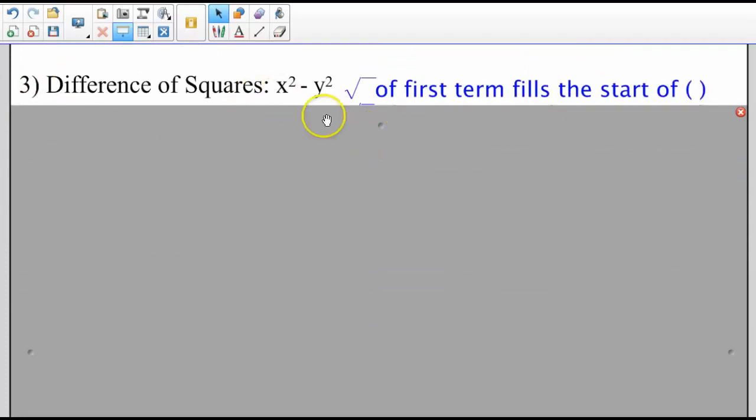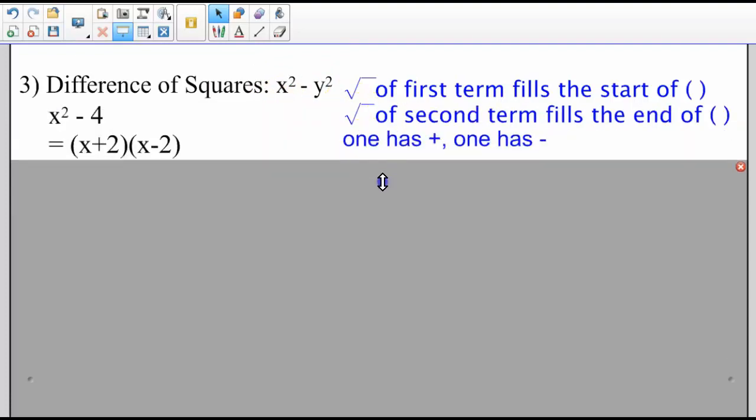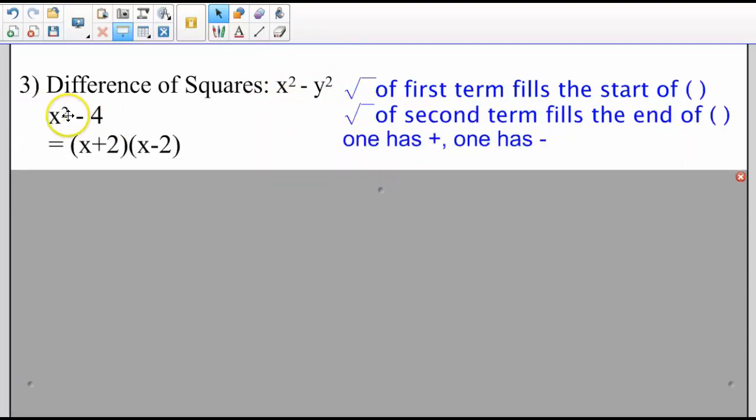Next common form that we see, difference of squares. That is, there's a squared value minus a squared value. Difference, of course, means subtraction. Squares means two things that are squares. And essentially, again, pretty simple. I went with a very simple example, x squared minus 4. What starts our brackets is the square root of the first term. So the square root of x squared is the x. The square root of the 4 is 2. One is added, one is subtracted. Okay, the same would hold with any other similar type example.